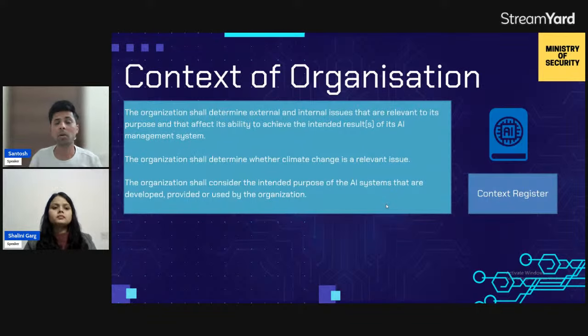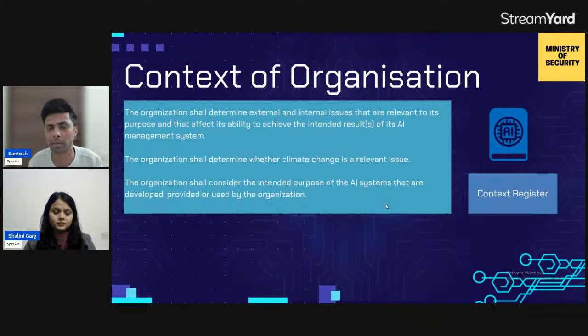First thing is context of organization. The structure of this particular standard is pretty much the same as any other ISO standard. They wanted to add that uniformity and alignment. So in case you are preparing for ISO 42001, the good news is that you are very much familiar with the structure, because it is very similar to ISO 27001 or any other ISO standard.